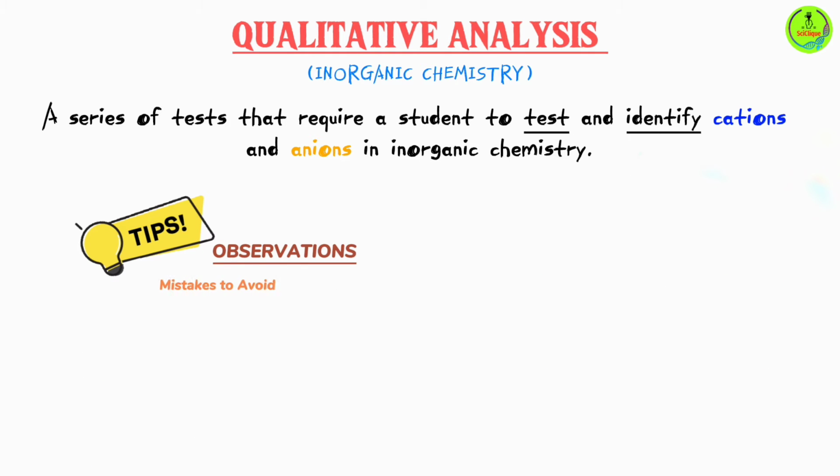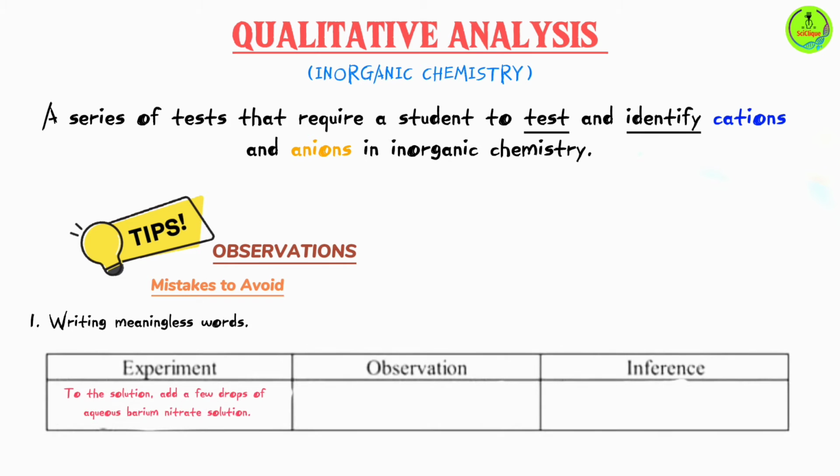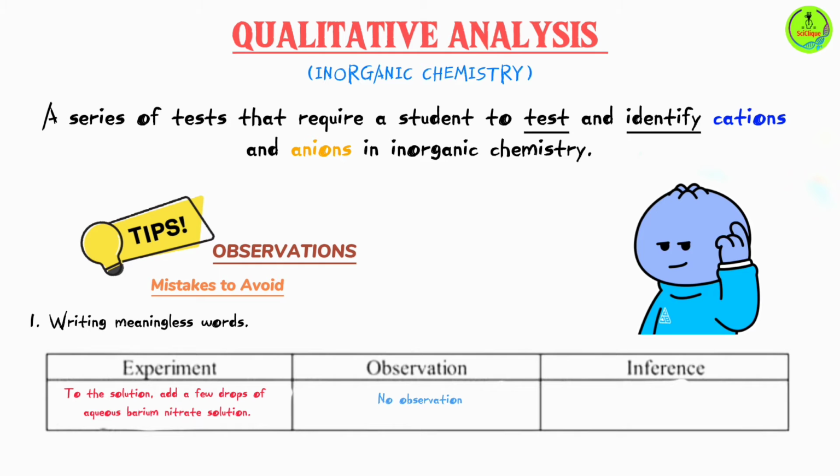When recording your observations, there are a few common mistakes that students tend to make. Number one, writing meaningless words. Some students, on carrying out an experiment, will see no change, and so would write down no change or no reaction or no observation. This, my dear students, is wrong. As a student, before you carry out a particular experiment, you should always have at the back of your mind an expected observation based on the reagent you're using.